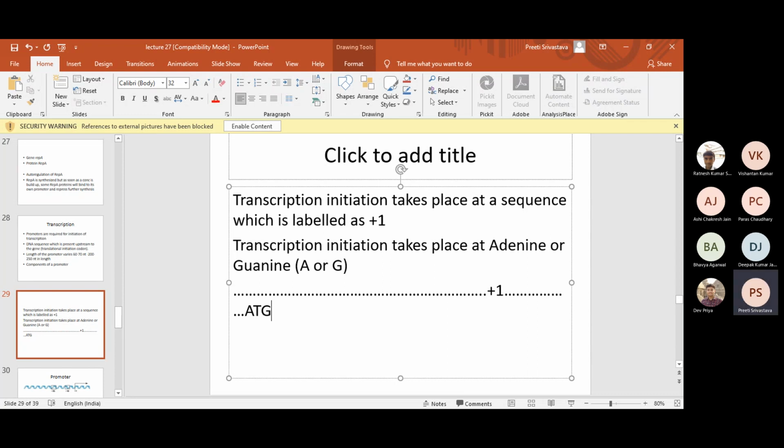So up to here it is fine. Transcription initiation takes place usually at a purine, which is A or G, adenine or guanine. It's not 100%, but most of the time the initiation takes place at an A or a G. The numbering is done in such a way that the initiation site is numbered as +1. After +1 there are a few bases and then there is an initiation codon. ATG is the translational initiation codon.